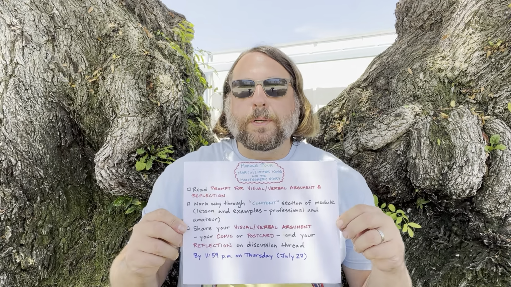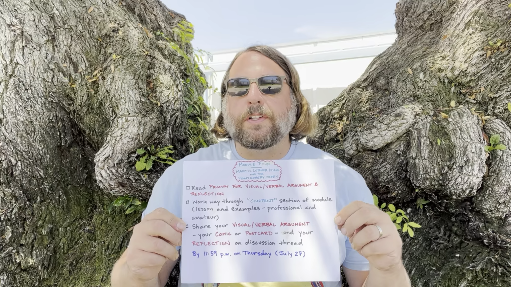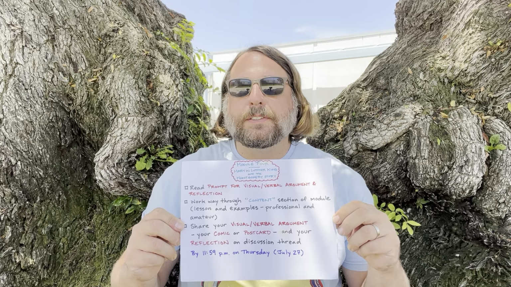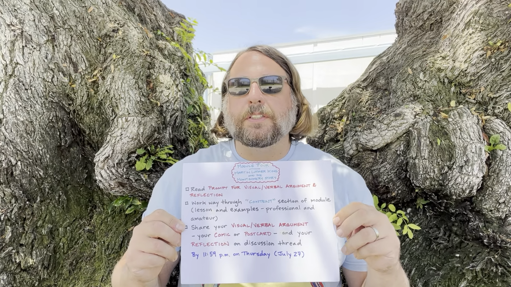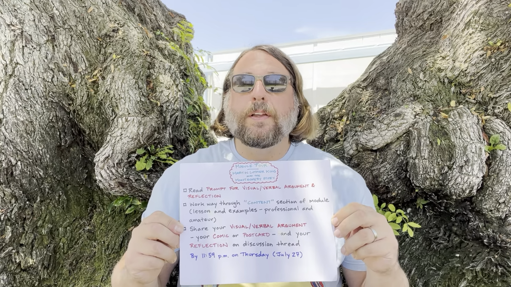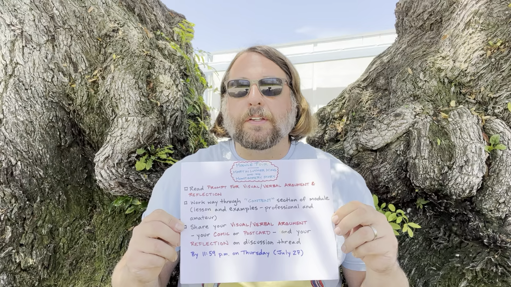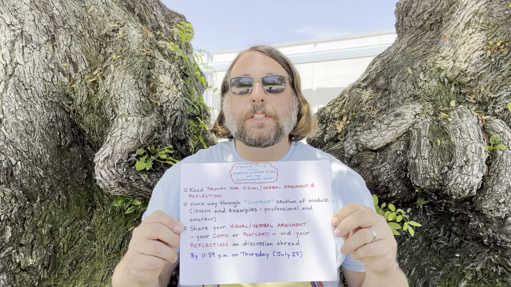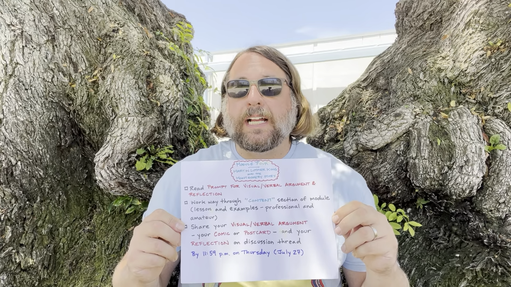So how do you get started with these last 2 assignments for English 100? First, read the prompt for your visual verbal argument and your reflection. Next, work your way through the content section of the module, which includes a single lesson and multiple examples. Third, share your visual verbal argument and your reflection with your classmates by posting them to our last discussion thread for English 100.